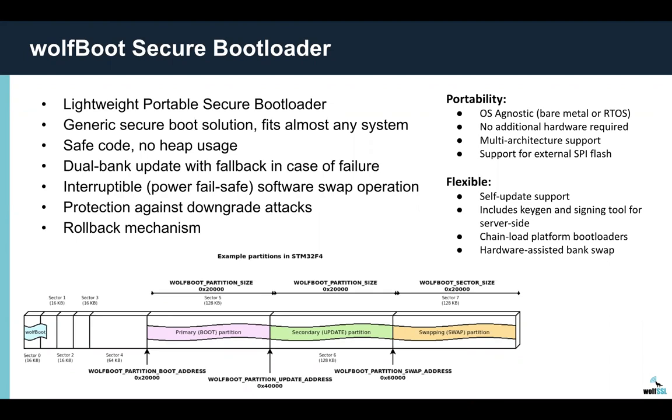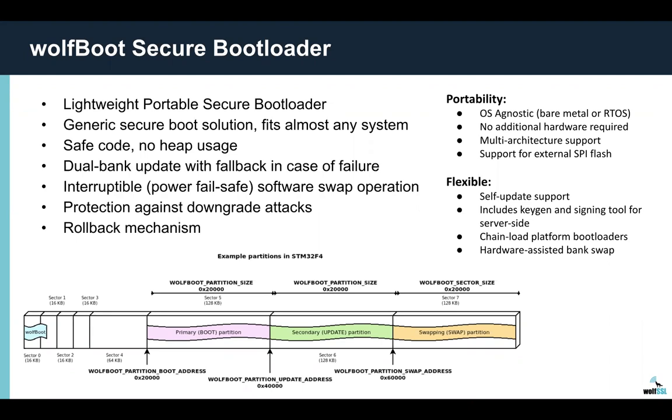It uses a dual bank update mechanism. So as you can see on the diagram on the bottom, there's a primary partition where your firmware would live, an update partition where your new update would go, and then just a small swap section to use during the update. It's interruptible, which means power fail safe. If the power fails or something happens during the update procedure, it can fall back to the original image. It has protection against downgrade attacks. It also has a rollback mechanism.